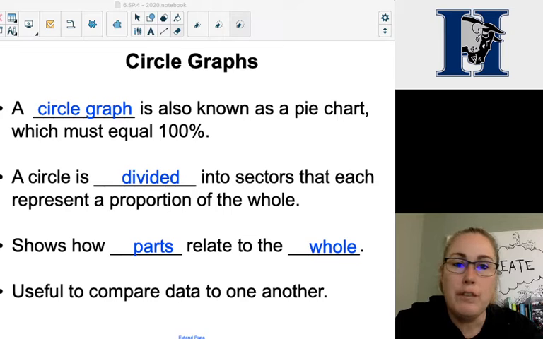So first of all, if you haven't already, go ahead and download and print out the notes if you can. If you don't have a printer at home, just have a piece of paper out so that you can work out some of these problems with me, and let's get started.